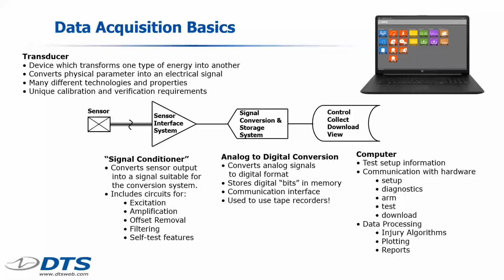And finally, a modern system is going to employ a laptop, a desktop, some kind of PC where we create test setup information, communicate with the hardware for everything from setup, diagnostics, arming, testing, and download, and then you'll do your data processing where you calculate injury algorithms, performance data, and plot the information.